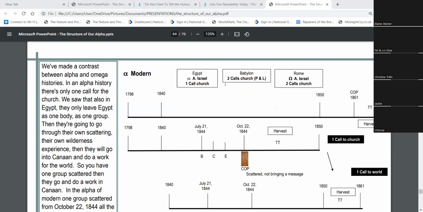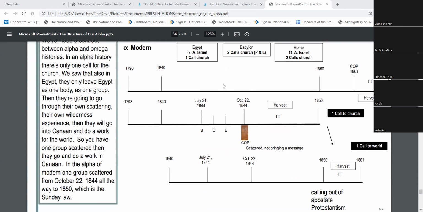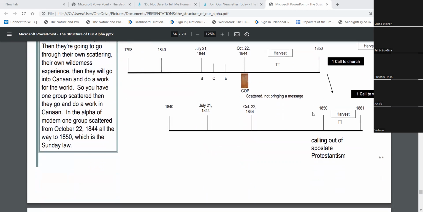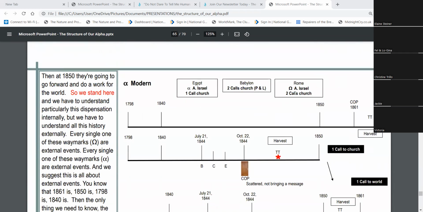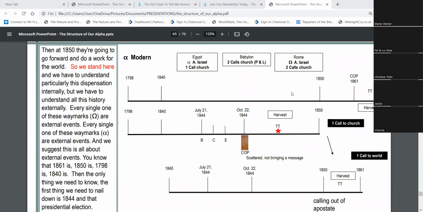In the Alpha of the modern, one group scattered from October 22nd, 1844, all the way to 1850, which is the Sunday law. When we're scattered, there is no bringing of the message. There's no message to offer. Then at 1850, they go forward and do a work for the world.